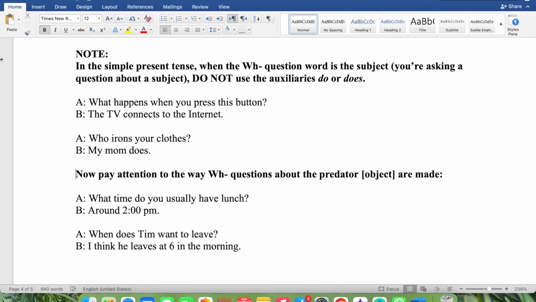Now pay attention to the way WH questions about the predicate or object are made. What time do you usually have lunch? Around 2 p.m. When does Tim want to leave? I think he leaves at 6 in the morning.